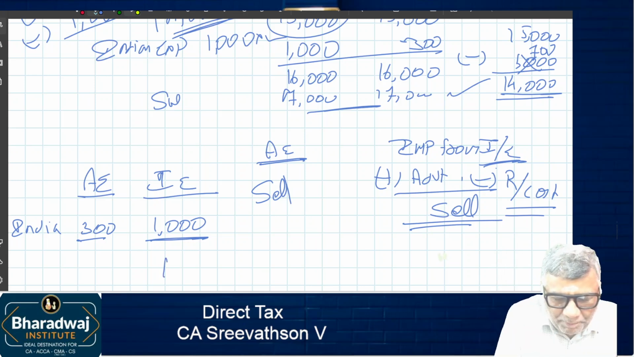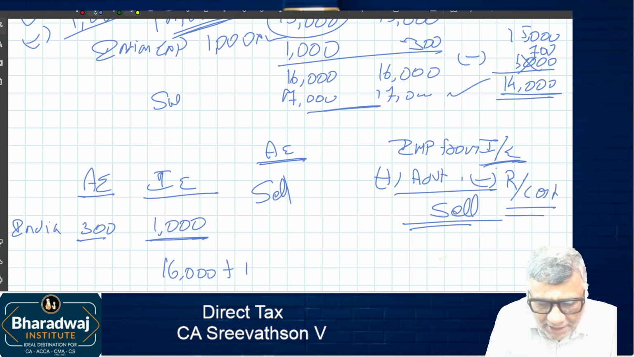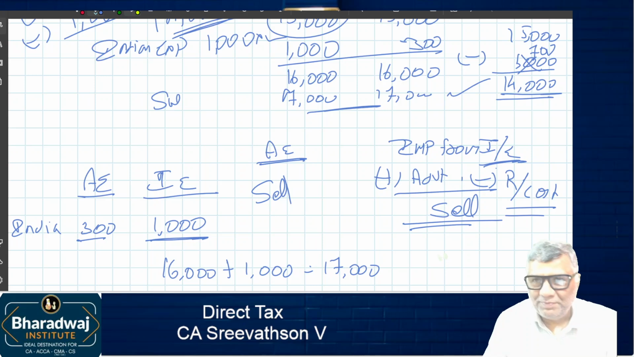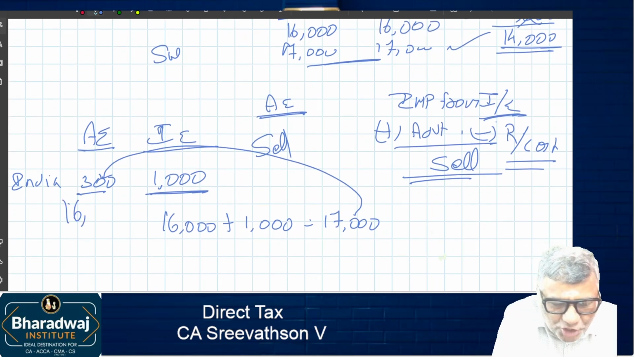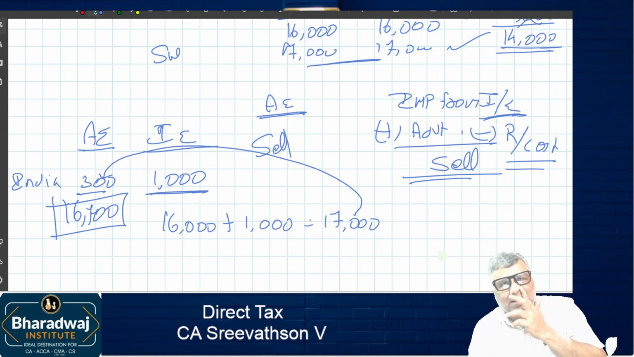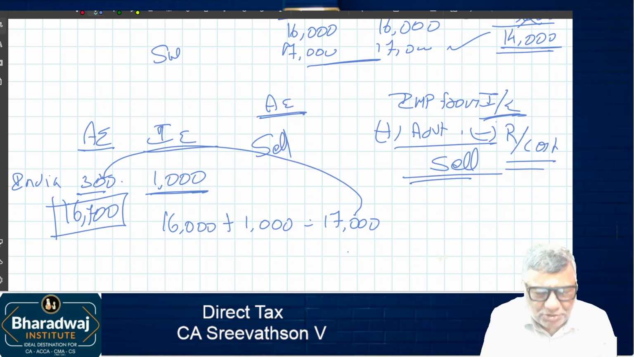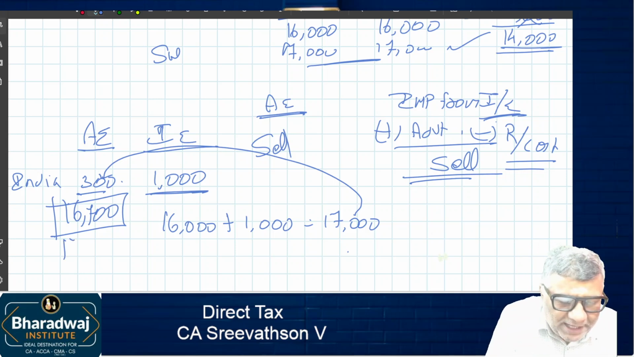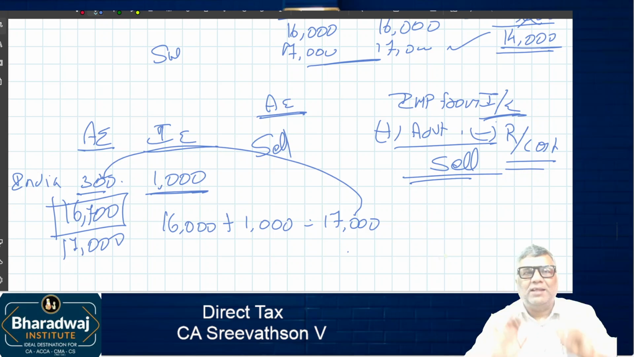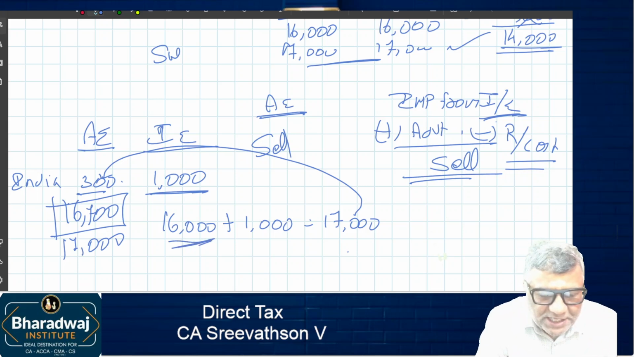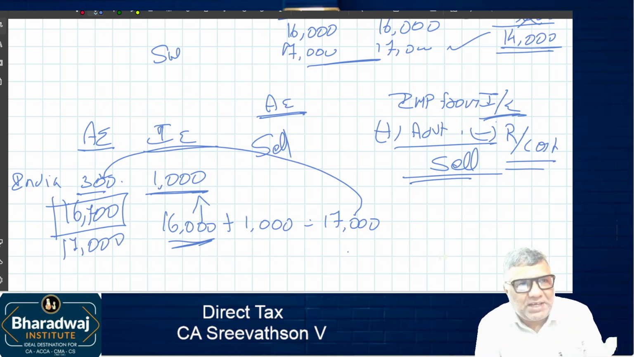Suppose here my import cost is 16,000 and I am incurring 1,000 rupees. My expenses is 17,000. If I reduce 300, my import from the associated enterprise should be 16,700. Then no problem. Both will come to 17,000. Suppose I imported here for 17,000. After importing for 17,000, I am also incurring another 300 rupees. So my purchase price is 17,300. Whereas if I have imported for 16,000 and added 1,000 rupees, there it would have been only 17,000. So my ALP is 16,700.